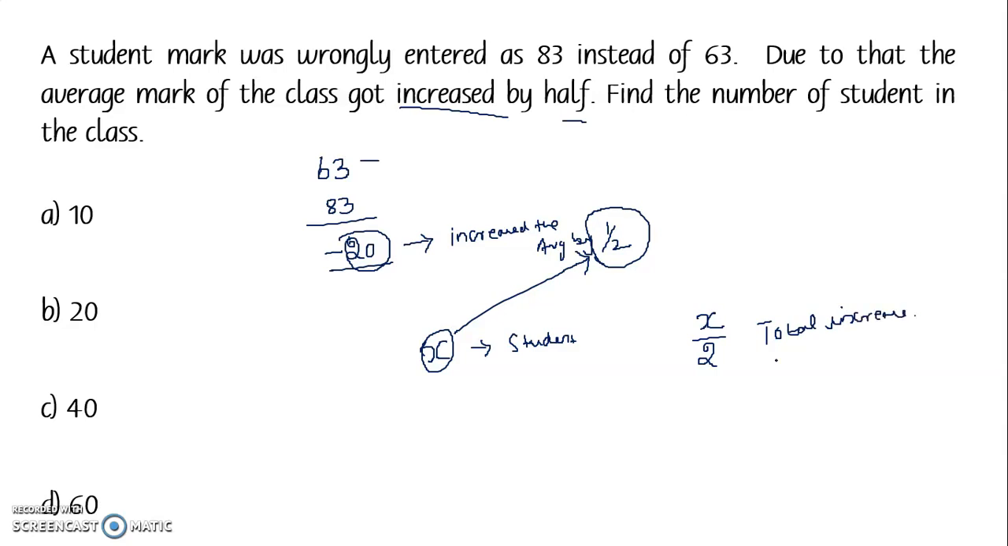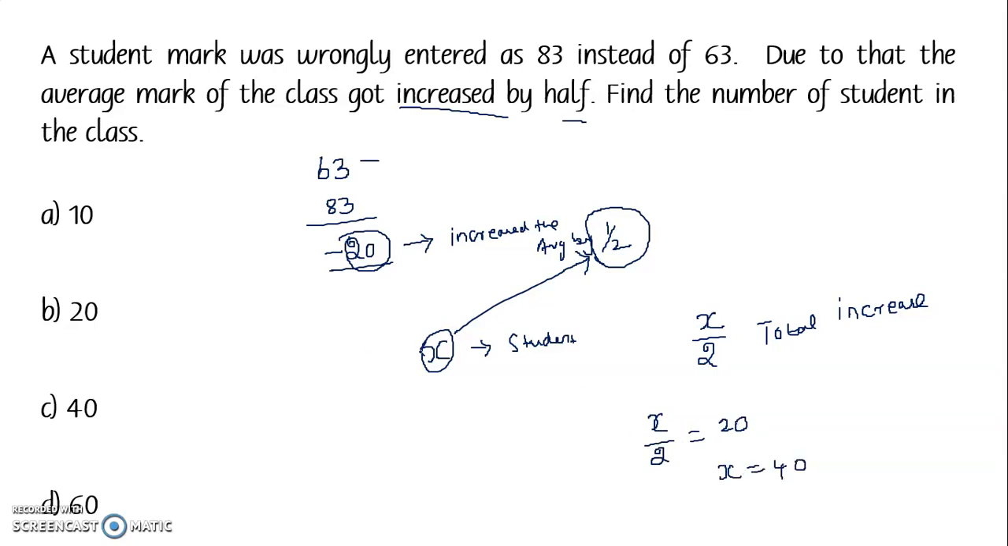So x by 2 will be the total increase in the total. So this x by 2 is equal to 20. So you will get x is equal to 40.